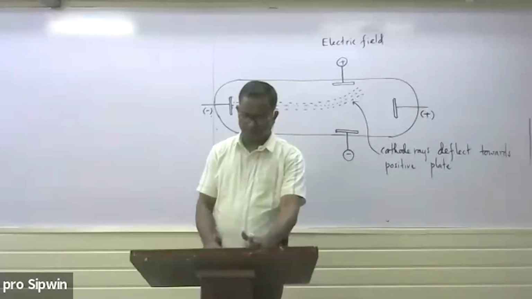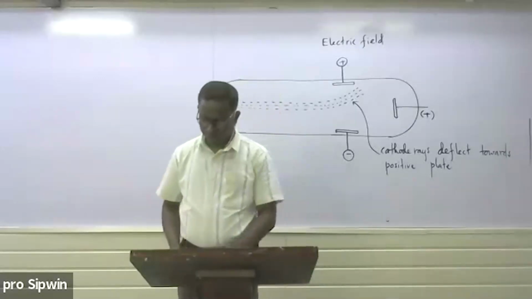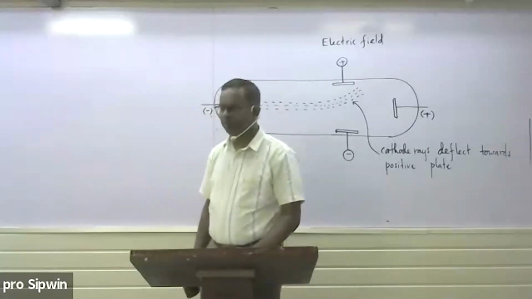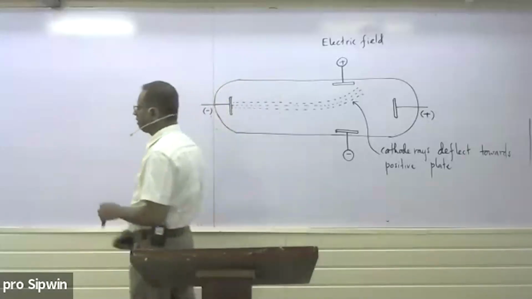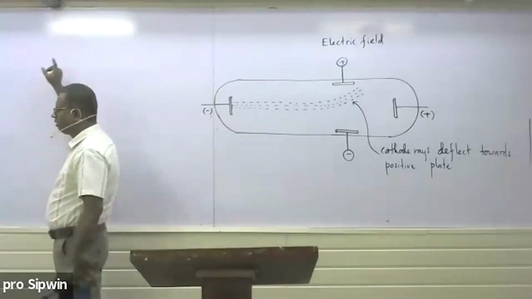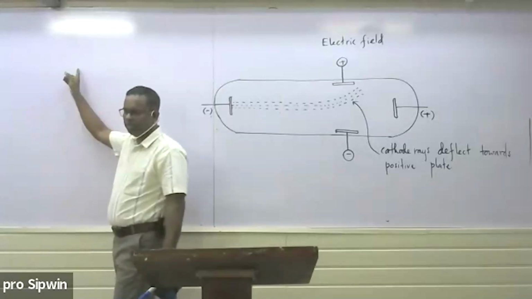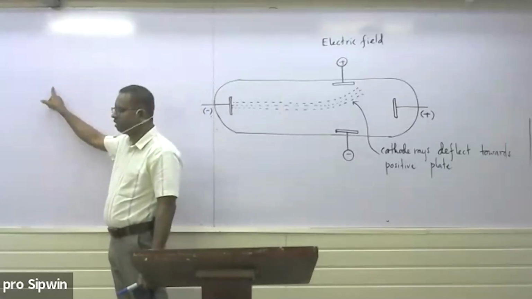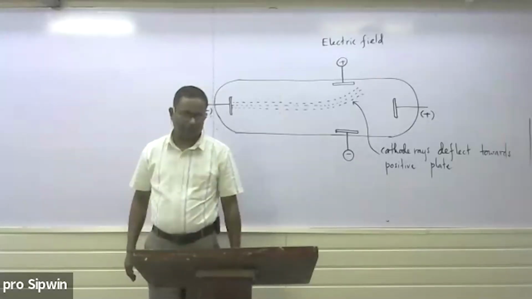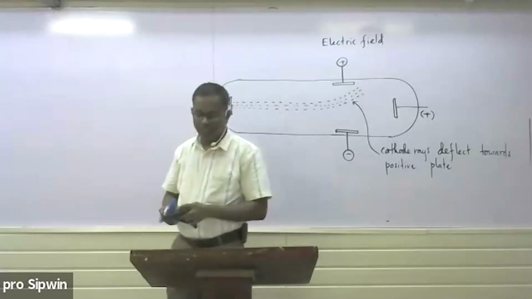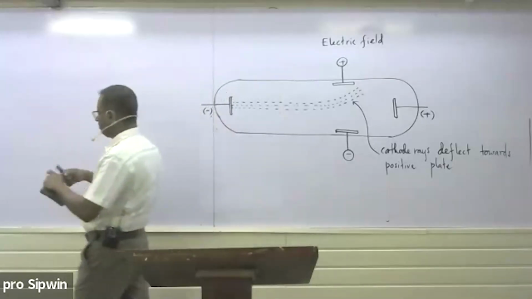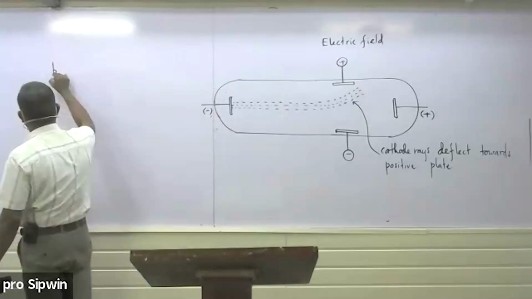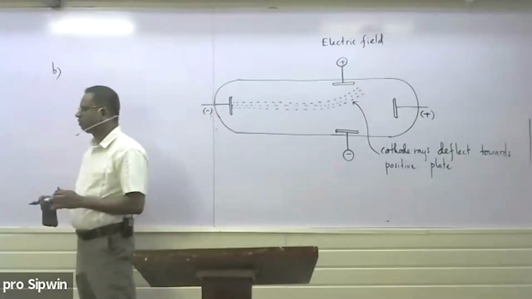Simple B. What do I mean by simple B? Earlier you had the right point: cathode rays are composed of negatively charged particles, and in an electric field they were deflected. Simple B: in a magnetic field, what happened? Write this one.